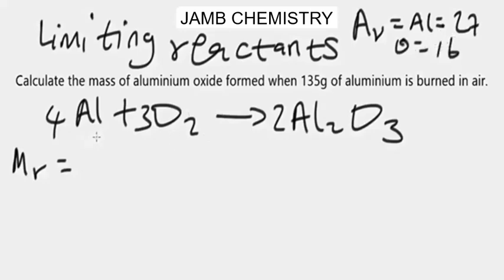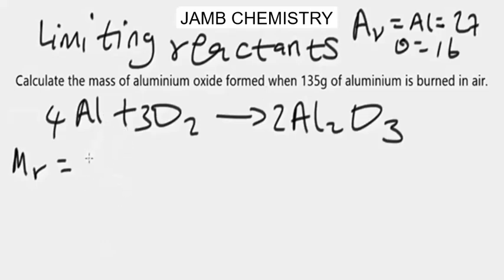Now note that when you are dealing with limiting reactants, you don't include the mole number when you want to calculate the relative formula mass. I don't include this mole number here, this mole number here. When you're dealing with limiting reactants, because normally you would have included it when you're calculating the relative formula mass, but when you are dealing with limiting reactants, don't include the mole number. So take note of this.